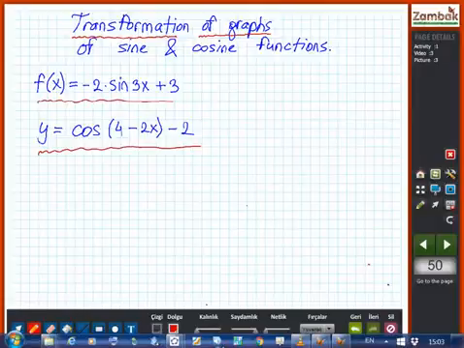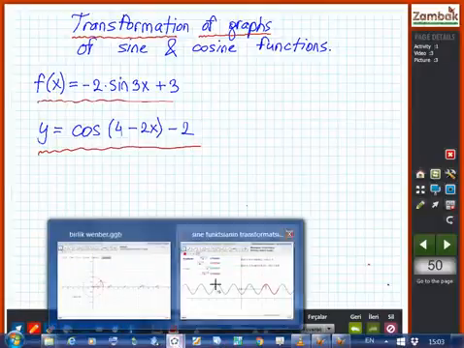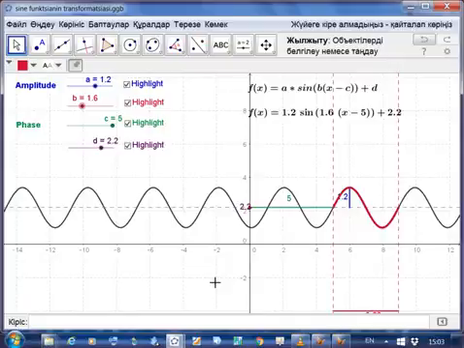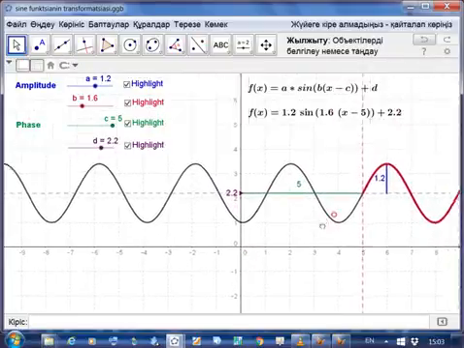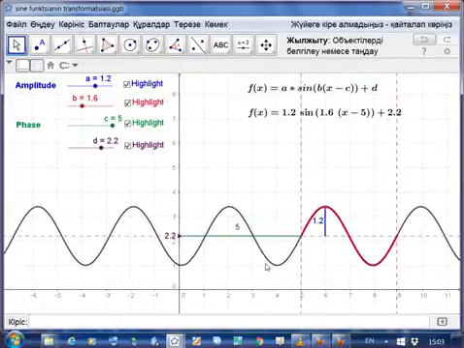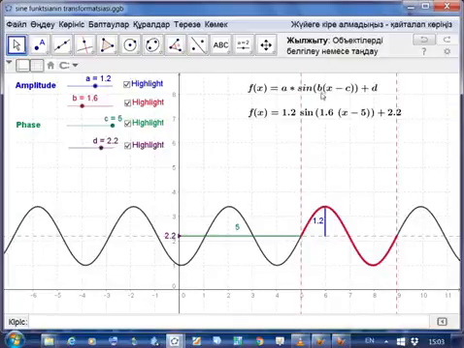Okay, now look at our Algebra program here. As you see, we have this one here: f of x is equal to a times sine of b times x minus c, plus d. From the transformation of the graphs, you know that when we add some number to the right side, the graph is shifted vertically. Do you remember? Now this d is our 2.2 in here.